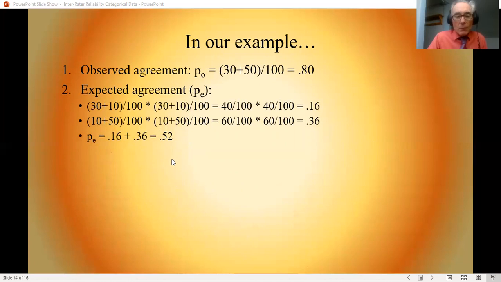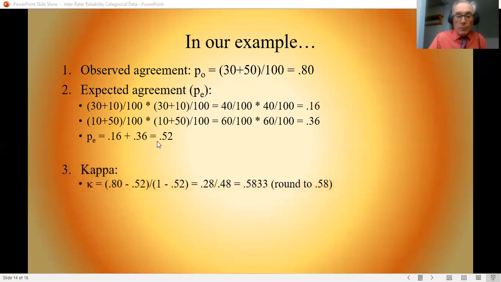Expected agreement, and this is a little more technical than the way I'd done it earlier, but this is how it's done for Cohen's kappa. I would take the 40 cases where one doctor said, yes, psychotic, divided by 100, the 40 cases where the other doctor said, yes, psychotic, divided by 100, and multiply those to get 0.16. And I would do the same thing for the 60 cases where each of them had said, no, not psychotic, to get 0.36. 0.6 times 0.6 is 0.36. I'd add those together. And the fact is that we would expect them to agree about 52% of the time by chance alone.